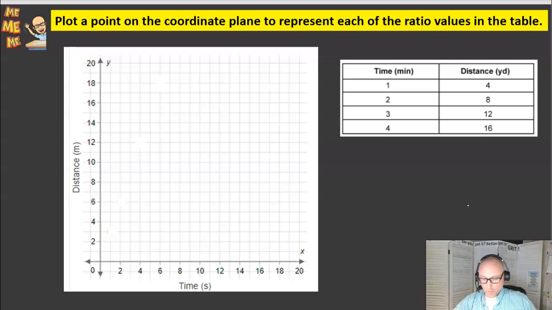Once upon a time, there lived an origin. 0, 0, that's where we began. 0, 0. Start here at the origin.